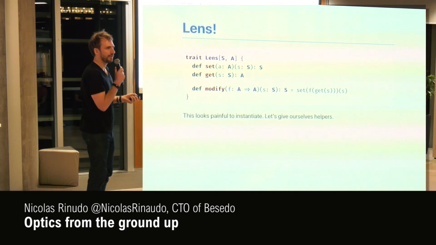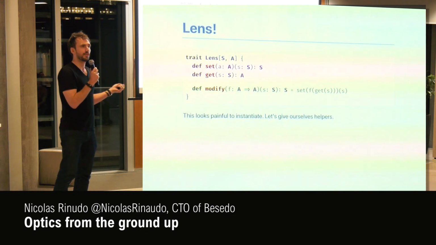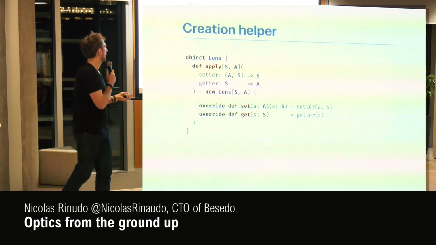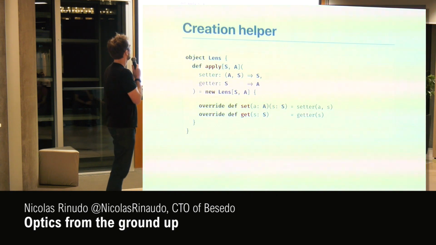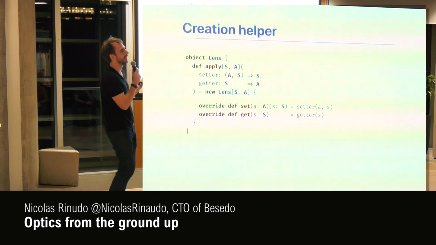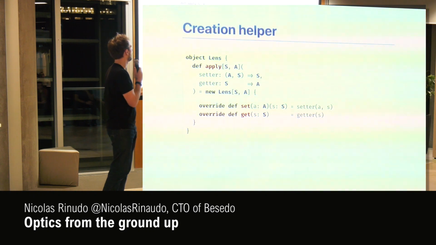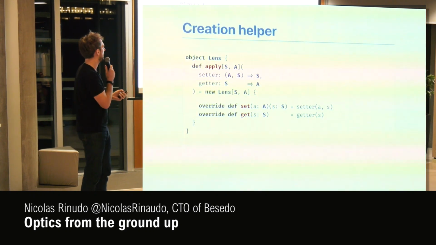This looks a bit painful to instantiate, and we're going to be creating a lot of instances here. So let's write some creation helpers. There's nothing really fancy here. We have an apply method that takes both a setter, so that takes an A and an S and returns an S, and a getter that takes an A from an S, and we just stick them into a lens, and that gives us an implementation.